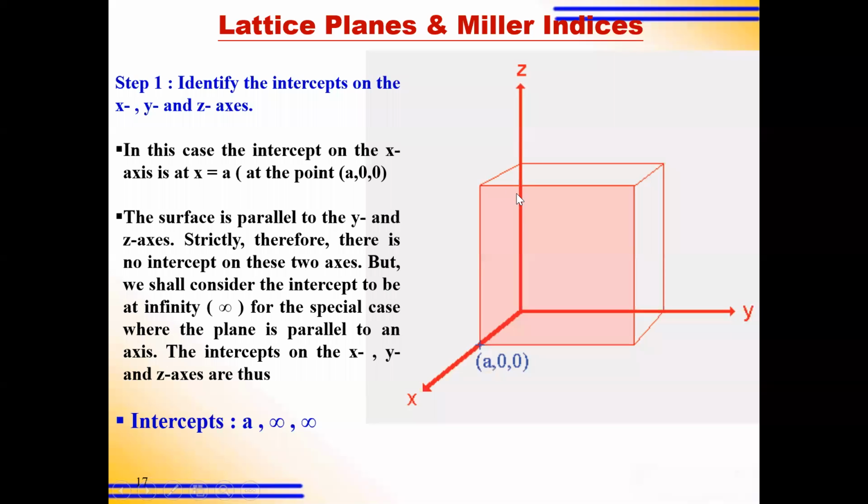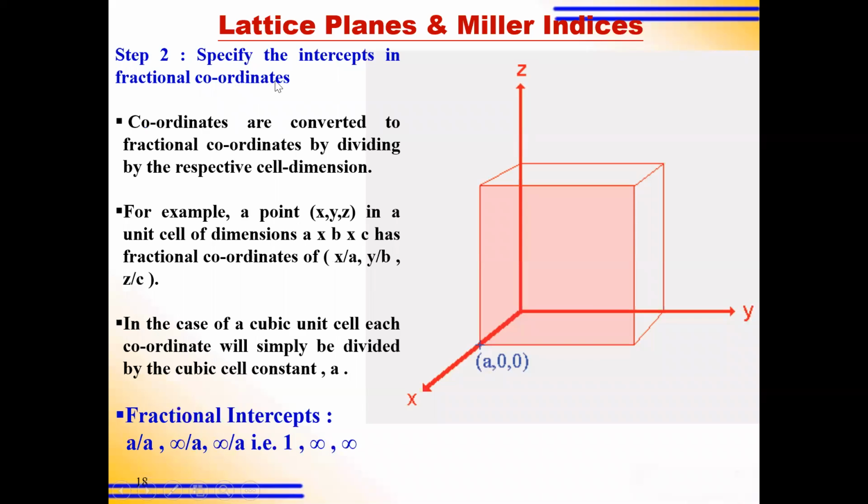म्हणून त्याला आपण काय म्हणतोय की ह्या parallel positions ला जर असेल, parallel ला असेल तो, तर त्याला आपण infinite consider करतो. It will be taken as a infinite. So if it is taken as infinite, then this plane is parallel to the y-axis and z-axis, so that the intercepts on x, y and z-axis are A, infinity, infinity, हे intercept होईल. सो जर हे अशा पद्धतीने येत असेल तर A00 कसं येतंय, तर step 2, specify the intercept in the fractional coordinates.